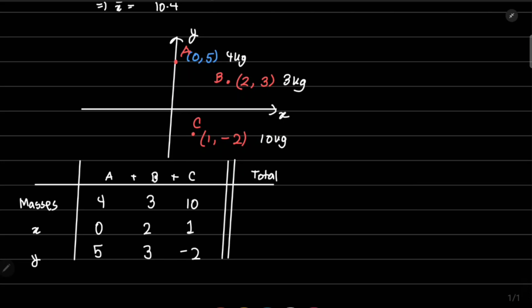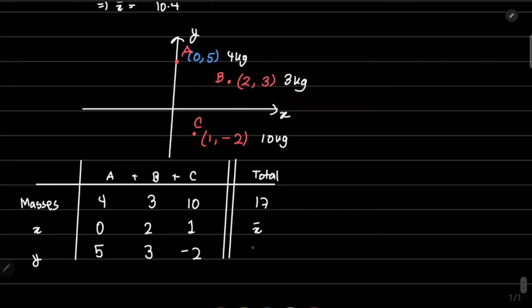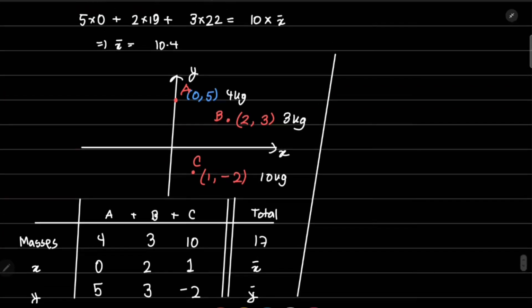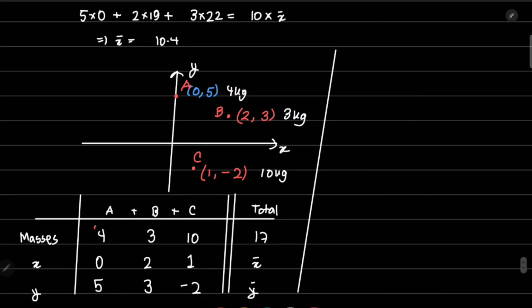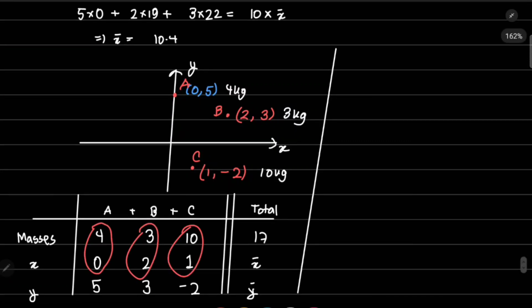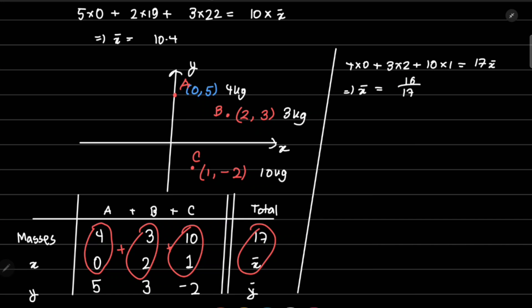From here we know the total mass will be 10 plus 4 plus 3, which is 17, and we'll have x bar and y bar. Now we'll solve two equations to find x bar and y bar. So we'll multiply these together and sum them together to get the product of this. So 4 times 0 plus 3 times 2 plus 10 times 1 is equal to 17 x bar. X bar comes out to be 16 by 17.